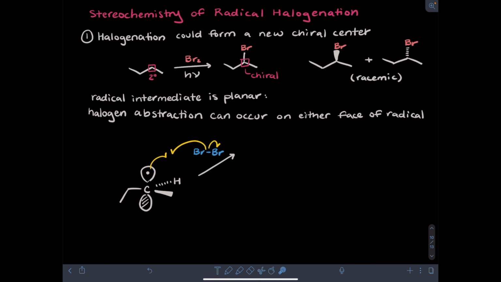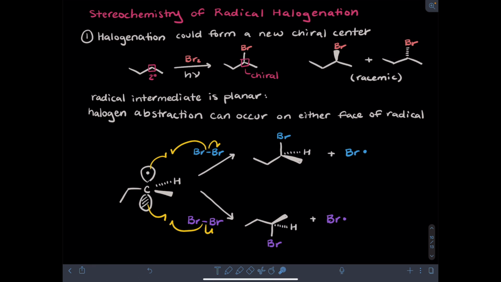It's possible that the halogen abstraction could occur with a bromine molecule coming in from above the plane of the radical. This would generate a new carbon-bromine bond facing up the plane of the page, and this is one enantiomer of product. But because the radical is planar, and the p orbital has lobes both above and below the plane of the radical, the halogen abstraction step could occur from below the radical instead, and this would lead to a new carbon-bromine bond pointing down the plane of the page, and this is a different enantiomer of product.